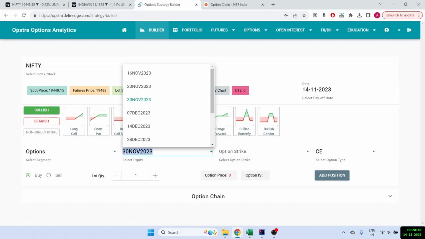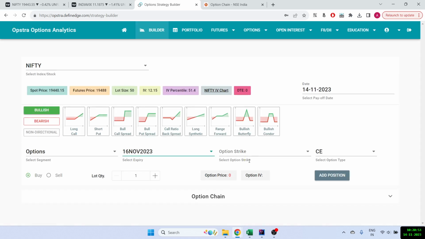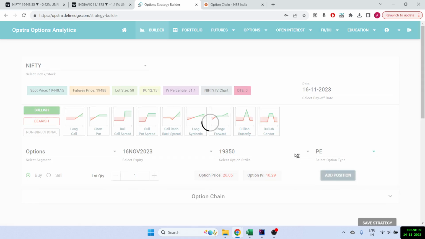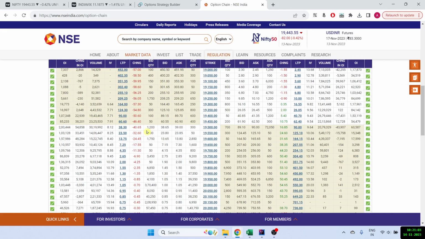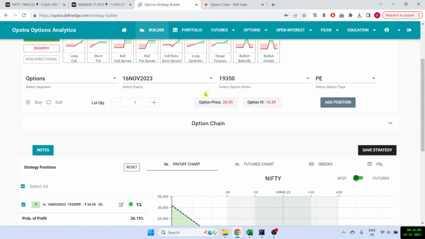And expiry is 16th November. So I've added one position, and similarly, I'm going to check my call closest to 22 rupees, which is the 19,550 call.